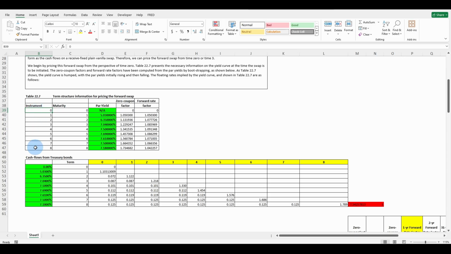Here we have the instrument, we have a maturity, we have the par yield, and these are given, all right? I have a zero factor, and you remember how we did this. We're going to have to just use this formula.